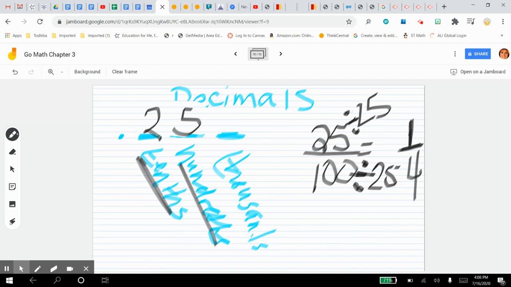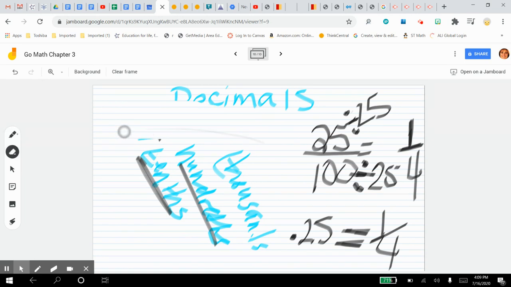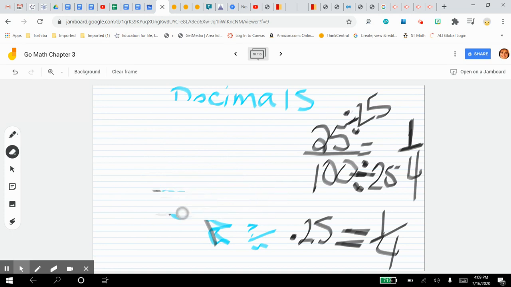So 0.25 and 1/4 are actually equal to each other. So every decimal and every fraction have some value that's the same because they're really the same thing. Decimals and fractions show a part of a number. Hard to explain that, but just keep that in mind. So when you're changing your decimals into fractions, that's how you do it.